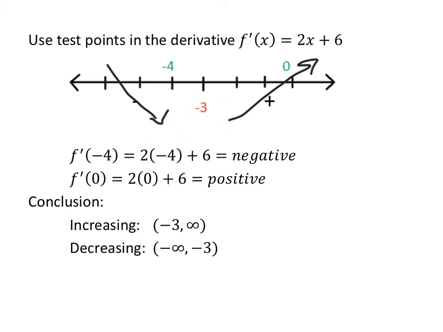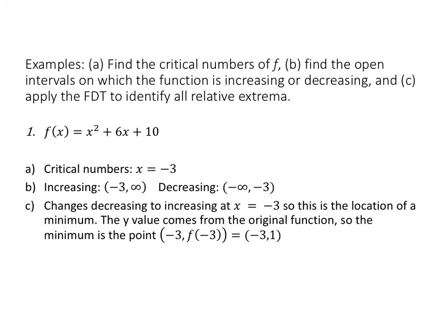Just as we thought, because it's a quadratic. So let's see. We have our critical number at x equals negative 3. It's increasing from negative 3 to infinity and decreasing on the left from negative infinity to negative 3. Because it changes from decreasing to increasing, x equals negative 3 is the location of a minimum. The y value always comes from the original function.